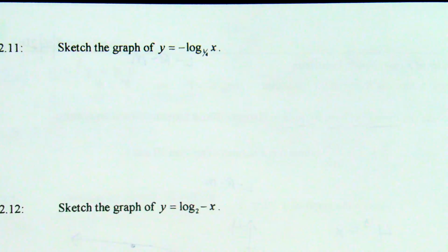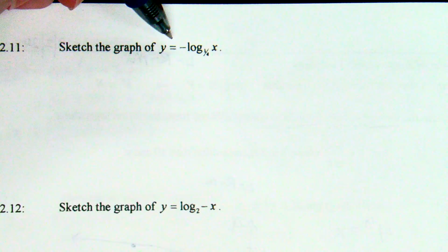Example 11. Sketch the graph of y equals negative log base 1/4 of x. What is the noticeable difference that makes the difference in this problem? 1/4. 1/4 is now no longer a number greater than 1. When you get a number that is less than 1, so between 0 and 1, that's where things change. So, we're going to look at this a couple of different ways. First of all, do you remember what I said when there's a negative on the log earlier?